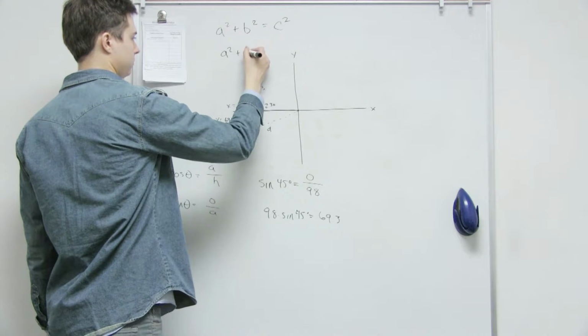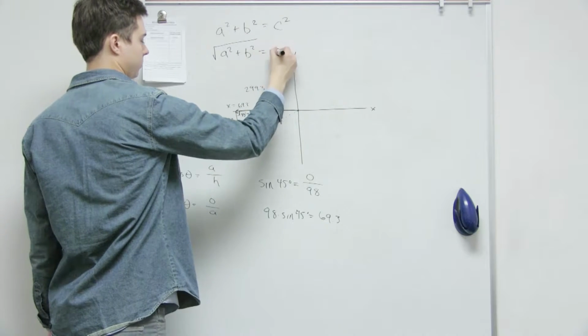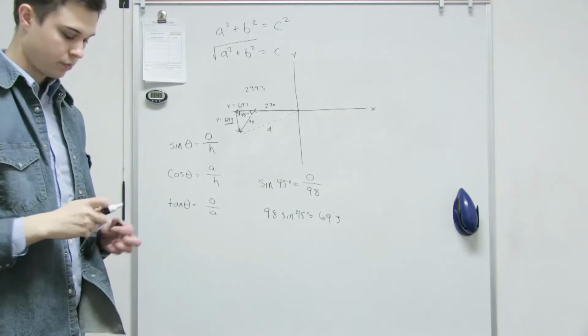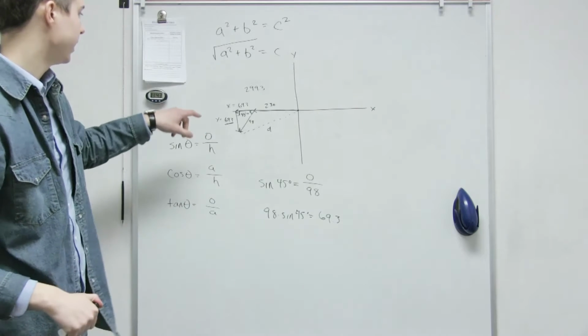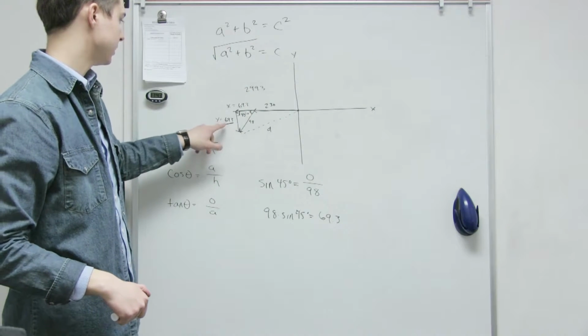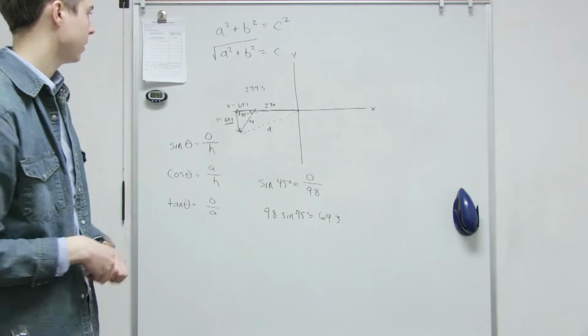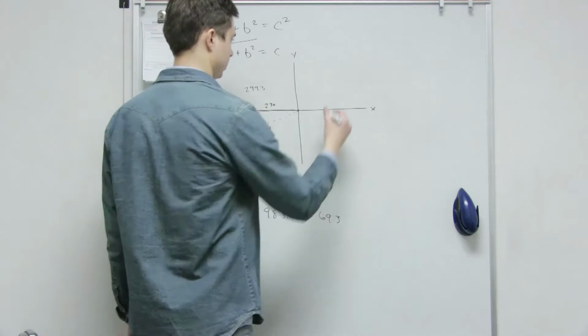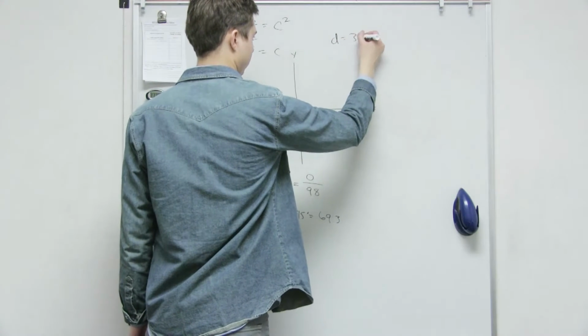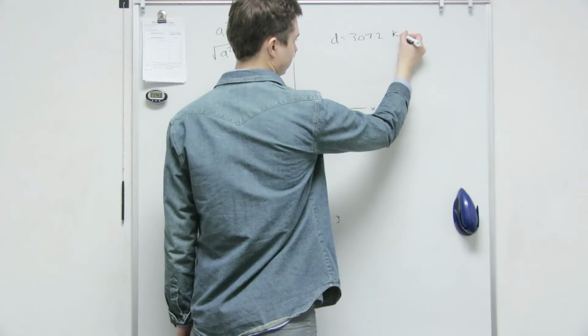So I got 307.2. So you said 299.3 squared plus 69.3 squared, and then you took the square root of that, and you got 307.2. There's our answer, in kilometers.